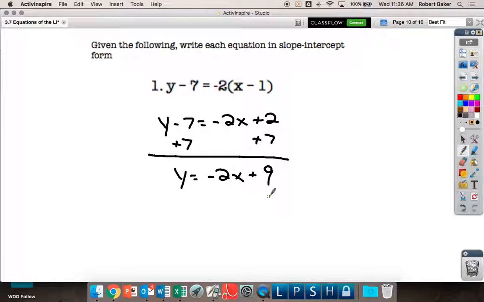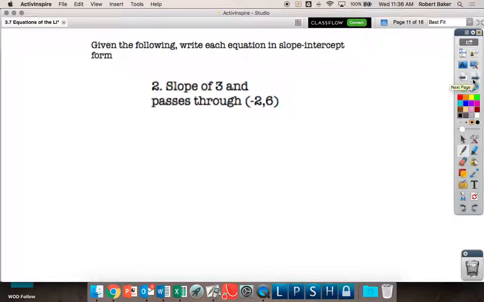Okay, here's another one. We have a slope of 3, and it passes through negative 2, 6. I want you to write an equation in slope-intercept form. So you should have something that looks like this when you're done.